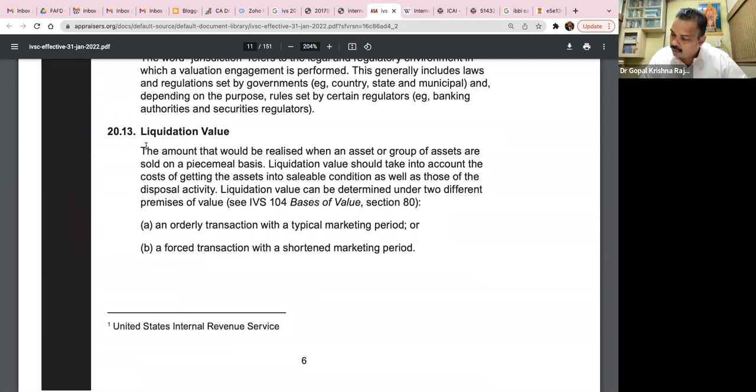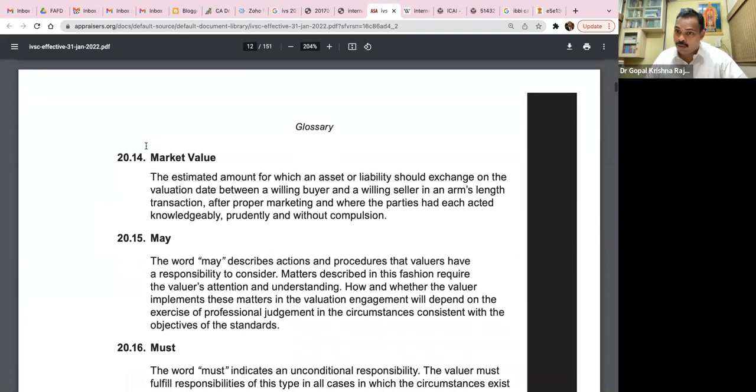So liquidation value, for your information, is also defined in 104. And I'll give you the para number. The liquidation value is defined in para 80 in 104. Okay, so it is only a repeat. So then market value, 20.14. For your information, market value is one particular definition.